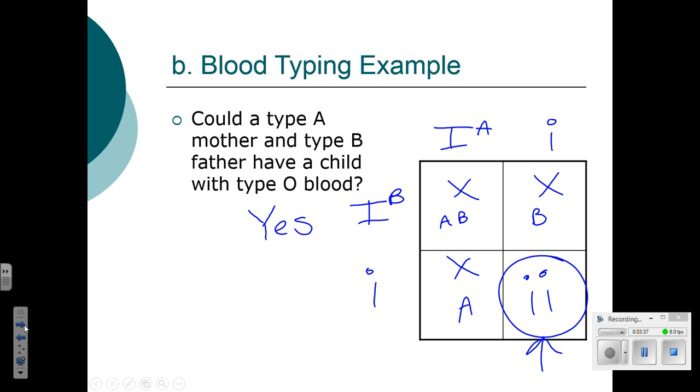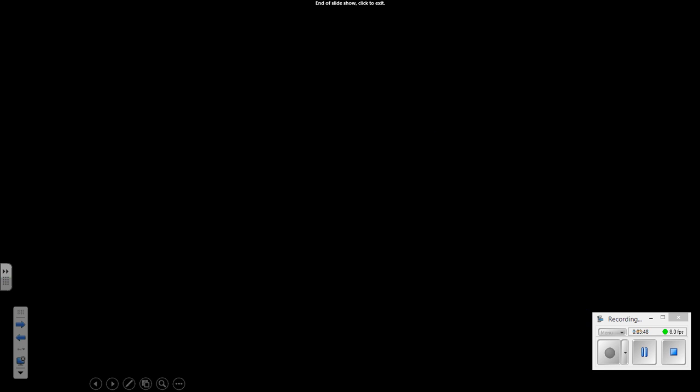And we'll get some more practice with blood typing in the classroom and on some worksheets. So we'll get some more practice using these superscripts and these letter I's. And that's it for the notes.